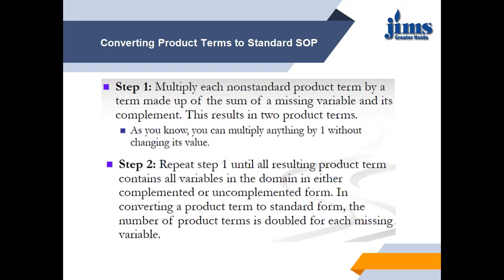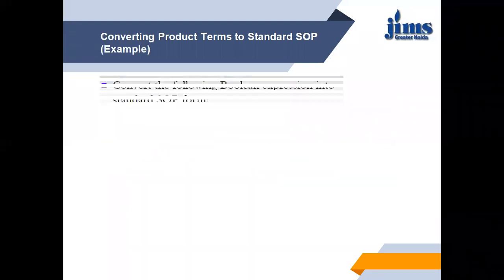Now, in the second step, repeat step 1 until all resulting product terms contain all variables in the domain in either complemented or uncomplemented form. In converting a product term to standard form, the number of product terms is doubled for each missing variable. Now, let us come to an example.